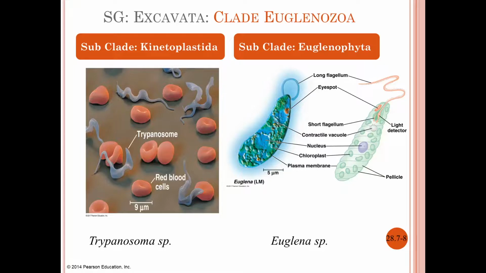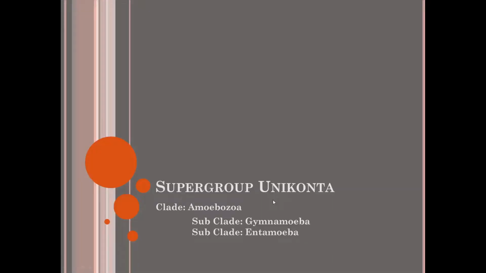Okay, we're going to move on then and finish up. Our last supergroup is the Uniconta group. So this is at the top of page 5. And you have one clade, amoebozoa, but two subclades, gymna amoeba and enta-amoeba. And so, little tricks of the trade to try to remember who's who and what's what: Amoebozoa is the clade, and the term amoeba is in each of the subclade names.